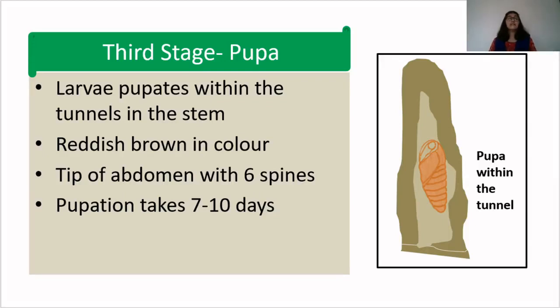Third stage is the pupal stage. Larva pupates within the tunnel in the stem. The pupa is reddish brown in color. Tip of the abdomen bears 6 spines. Pupation takes 7 to 10 days. So here in this diagrammatic representation, you can see the tunnel in which the larva was there. Later on, pupation occurs in the same tunnel.